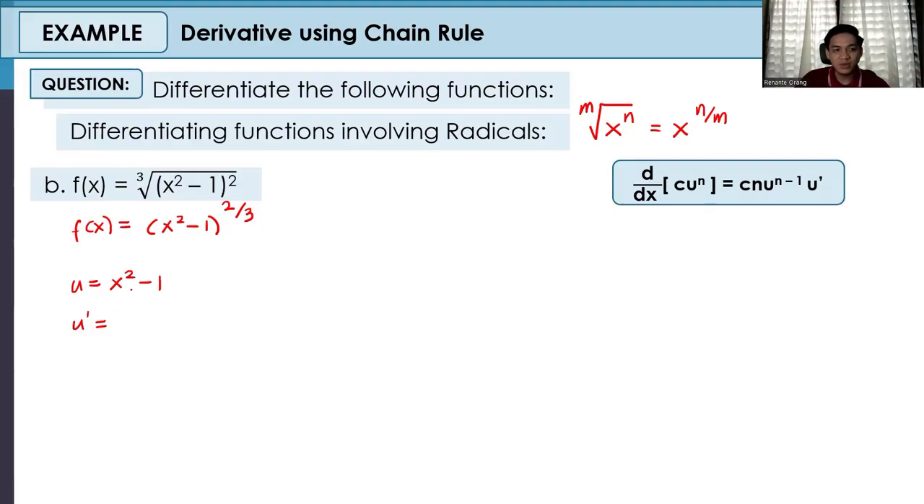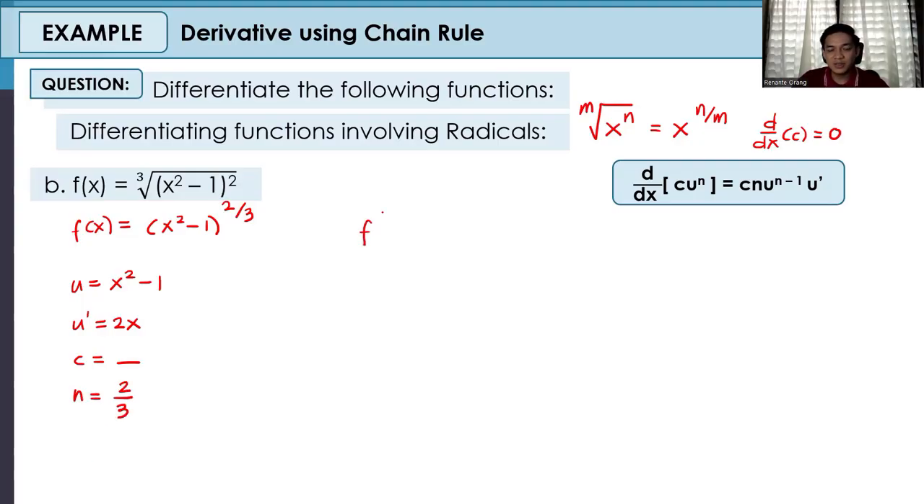That is equivalent to x squared magiging 2x. And then si negative 1 is a constant rule. Take note, pag constant rule, that is all constant is equivalent to 0 pag i-derive. Next is our constant. So blanko kasi wala tayong constant sa front. And then yung ating n, which is our exponent, is 2/3.